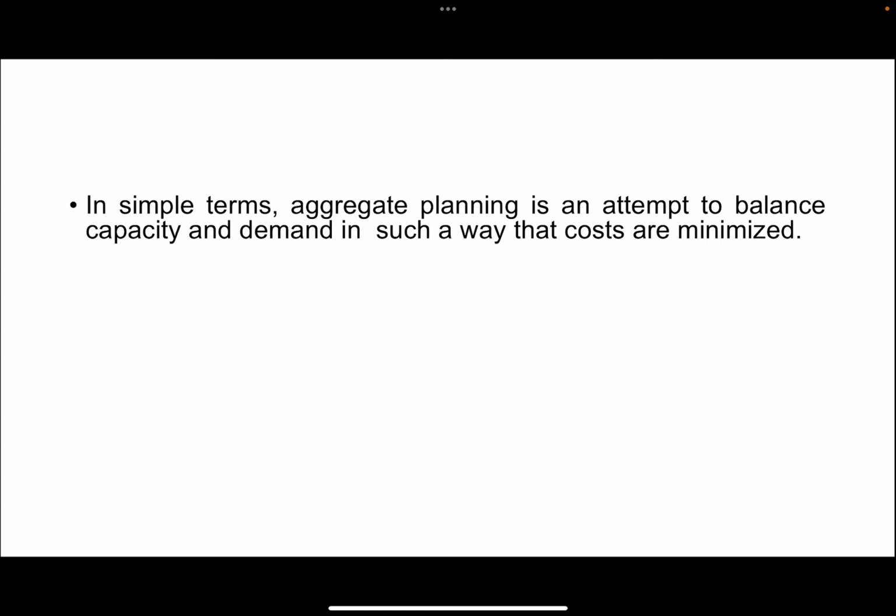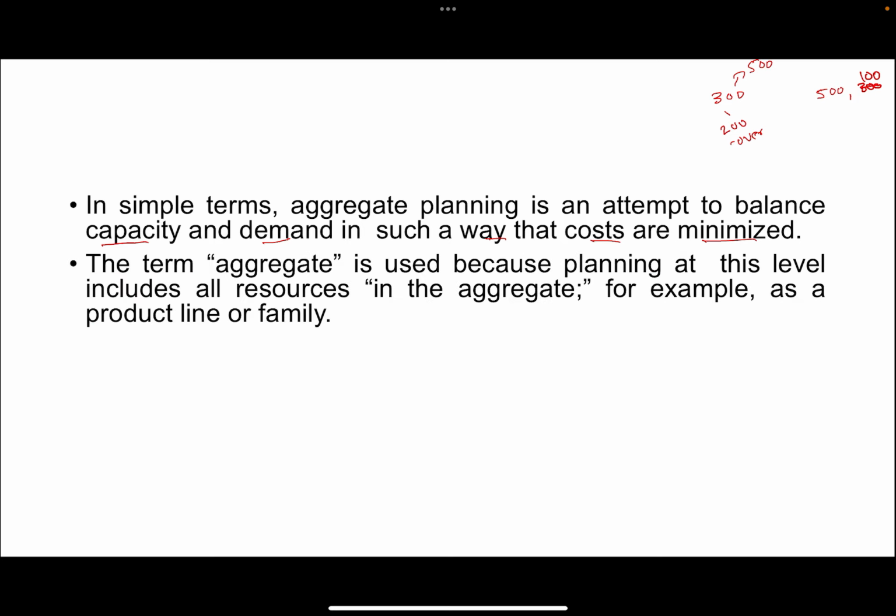In simple terms, aggregate planning is an attempt to balance capacity and demand in such a way that the costs are minimized. Let us take the case of this car manufacturing company once more. You estimate the demand is 500 cars, but the actual production is only 300 cars. How will you match up capacity and demand? You can ramp up the production to 500 cars, but that is quite difficult. Or you can commit to supply the car at a later stage. Maybe after 6 months, the demand may come down to 300 cars or 100 cars. In that case, you are overproducing 200 cars. You can supply these cars at that time. There are several strategies which we will see in detail. Basically, aggregate planning is about balancing capacity and demand. This is the most important point.